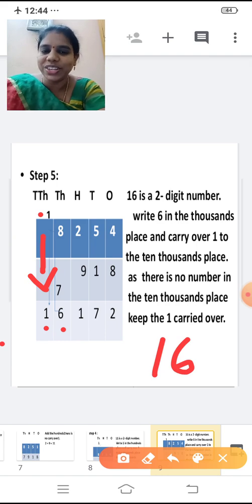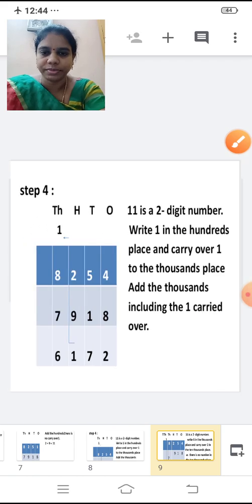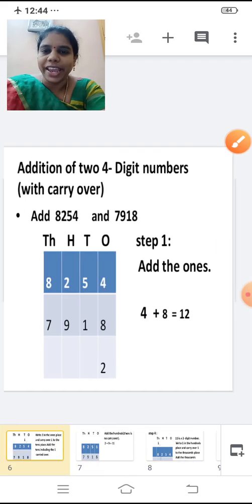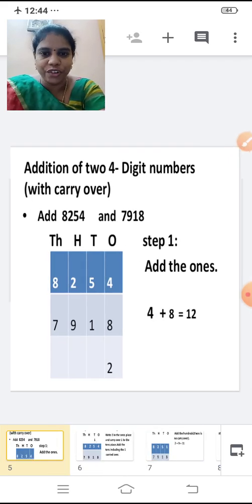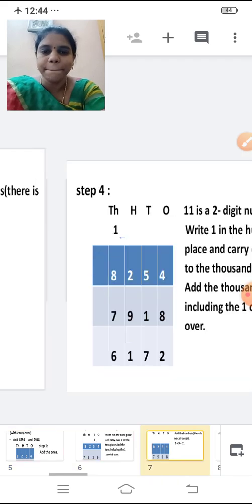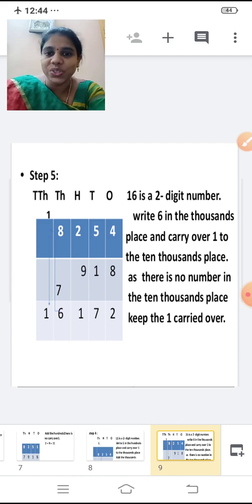16,172. If you add 8,254 and 7,918, the answer is 16,172. So while adding the carry forward, what do you have to do?